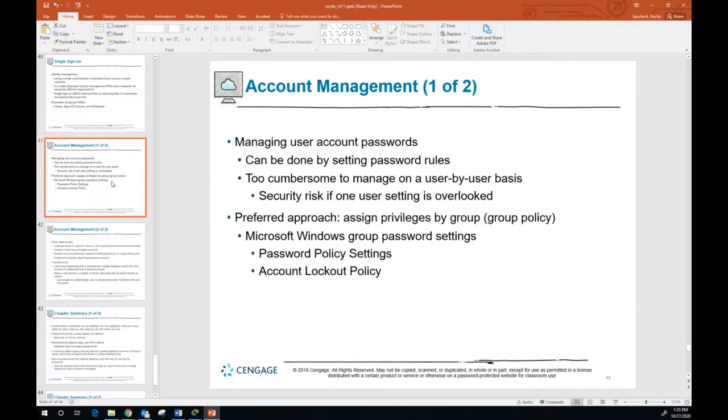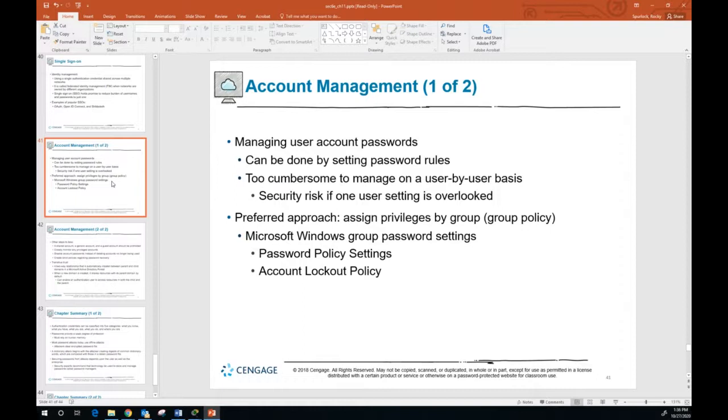All right, account management. When you're managing user account passwords, this can be done by setting up password rules. Now, this can become too cumbersome to manage on a user-by-user basis. It's also a security risk if one user setting is overlooked. So to fix this, the preferred approach is to assign privileges by group or use a group policy. A couple of things you can set with the Microsoft group password settings, for example, you can set the password policy settings and account lockout policy. So if you try to log in, say 3 times unsuccessfully, you could be locked out for 30 minutes.